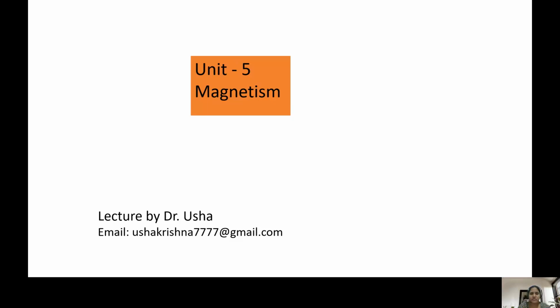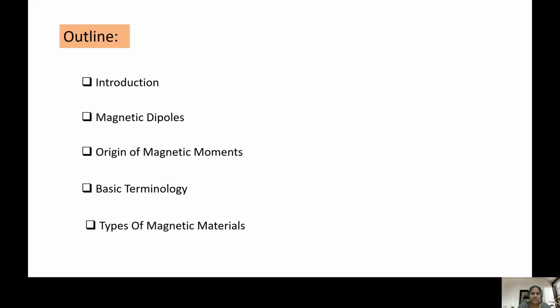Good morning, students. In this video, I am going to explain about magnetism. We'll discuss first the outline of today's lecture, that is the introduction, the magnetic dipoles, and also the origin of the magnetic moments. Next are the basic parameters associated with magnetism and the types of magnetic materials such as dia, para and ferromagnetic materials. These are the topics we are going to discuss in today's lecture.